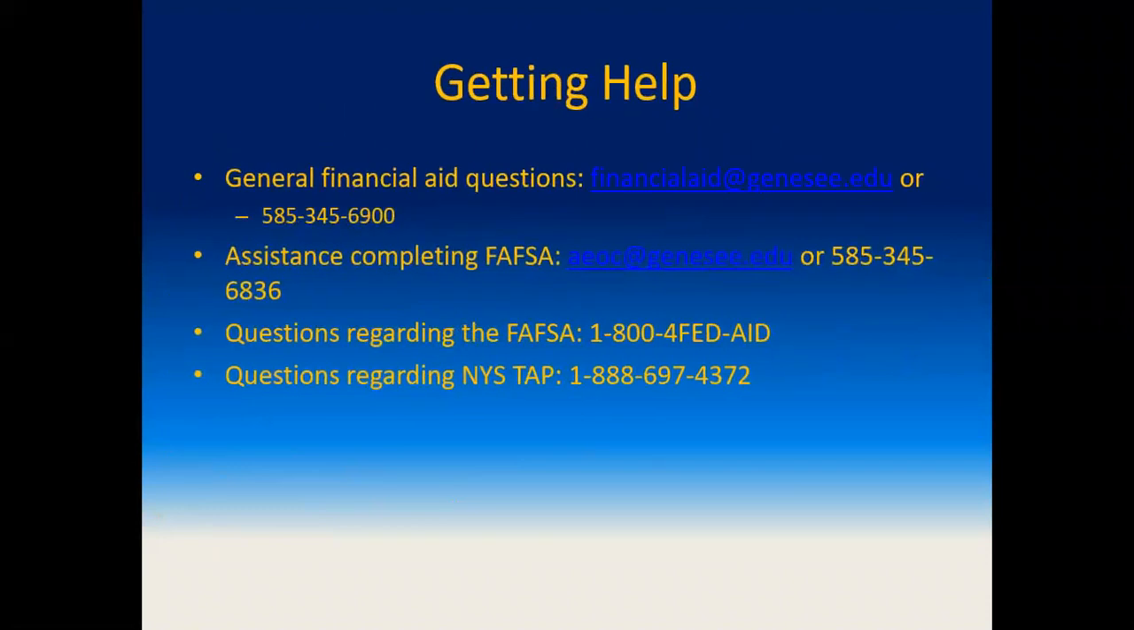If you need help filing the FAFSA, you can contact us at the financial aid office at financialaid@genesee.edu, or you can get assistance completing the FAFSA through our Adult Educational Opportunities Center. They are at aeoc@genesee.edu. You can call either the AEOC office or the financial aid office, and we will be able to help you out. You can also call the federal government directly at 1-800-4-FED-AID, and they can answer questions about the FAFSA, and questions about New York State TAP can be directed to 888-697-4372.